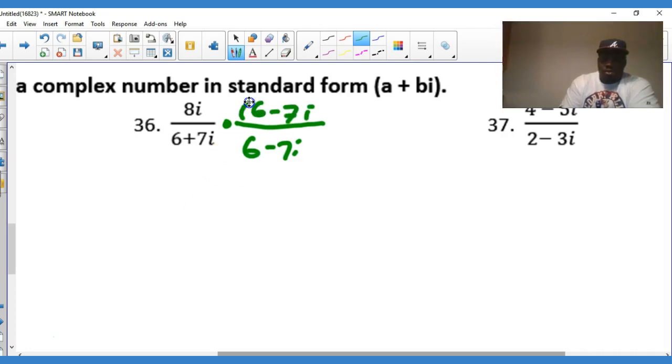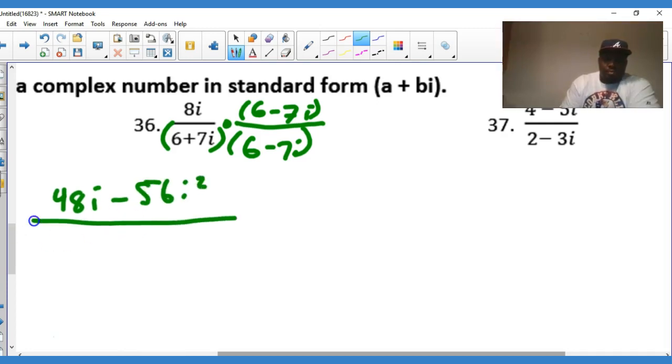Alright, now distribute up top and FOIL at the bottom. Alright, you got 8i times 6. 8i times 6 is going to be 48i, and 8i times negative 7i is a negative 56i squared. Down at the bottom, alright, see how these are conjugates of each other? Remember, you're going to get a real number. Most of you guys remember that you can do the first terms and the last terms, but I'm going to FOIL the whole thing just for the sake of time.